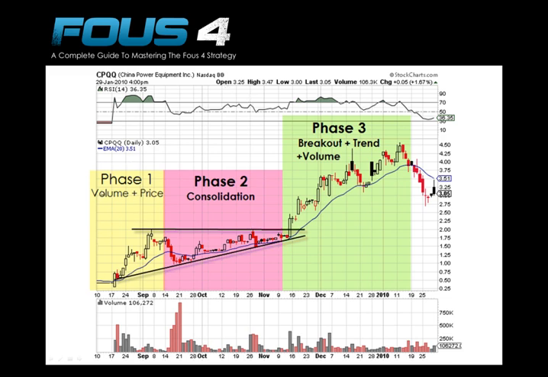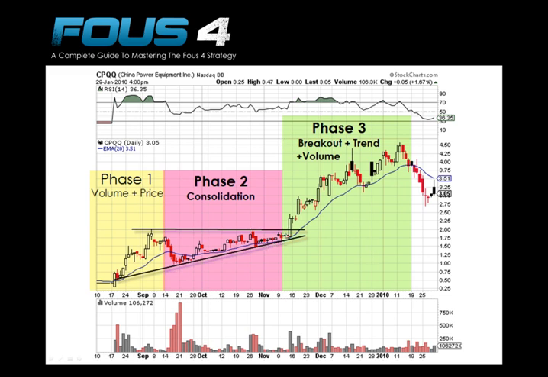So the first phase is the volume plus price. We get that increase in volume plus an increase in price action, so we get a strong and steady rise in price with an increase in volume. In phase two, the consolidation is formed, where we actually form the neckline, where we can draw the horizontal neckline and connect the resistance points, as well as connect the ascending trend line here as we get higher lows going into the nose of the triangle.